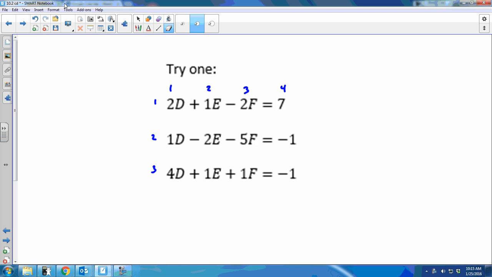Learning target 4 isn't really a learning target. I'm just reminding you how to solve a system of 3 equations using reduced row echelon form in your graphing calculator, because you're going to need that for learning target 5.